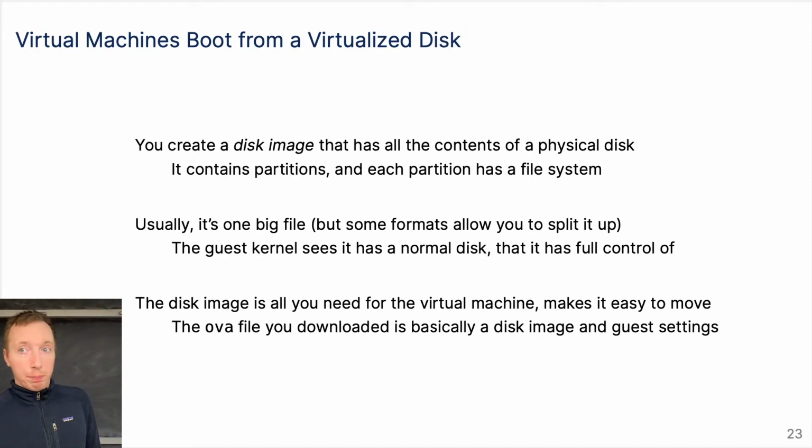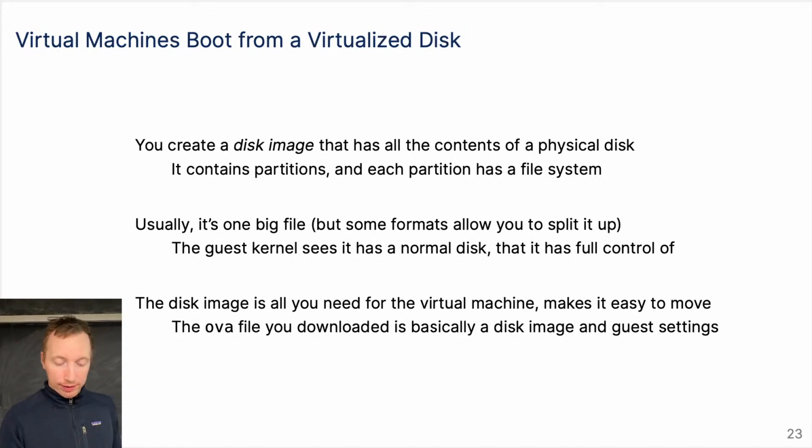So when you actually want to boot a virtual machine, the last thing is a disk. So virtual machines just boot from a virtualized disk. So all you have to do is create a disk image that has all the contents of the physical disk. So it would contain like the partitions, and then each partition would have a file system like FAT that we saw before, or an inode-based one. So usually it's just one big file, but some formats allow you to split it up or do some compression to optimize things a bit.